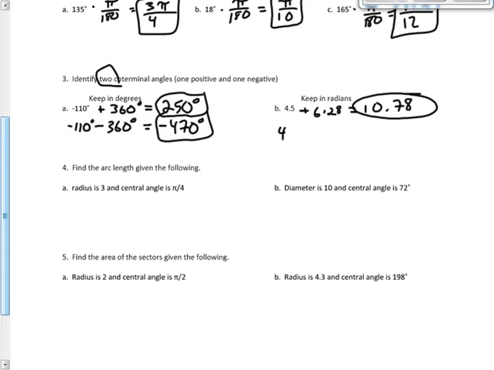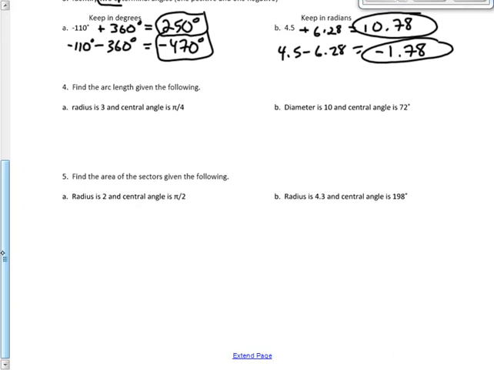So that's my positive one. My negative one is going to be going around the circle the other way. 4.5 minus 6.28, which gives me negative 1.78 for my negative angle. And those are angles. They're distances around the outside of the circle. Okay, so that's an important thing to keep in mind, that that's what radians actually is representing.